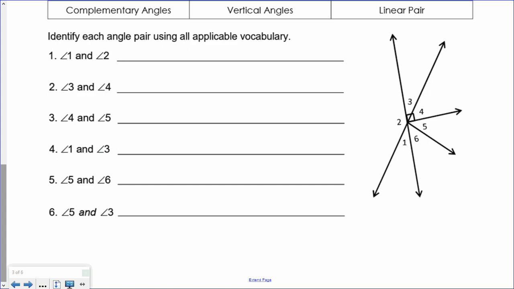Angle 1 and angle 2. What's the relationship that they have? Yes. They are supplementary. We're going to abbreviate, as is true for mathematicians, we abbreviate everything. So 1 and 2 are supplementary because they add up to 180. Okay, what else? Yes. They are a linear pair.